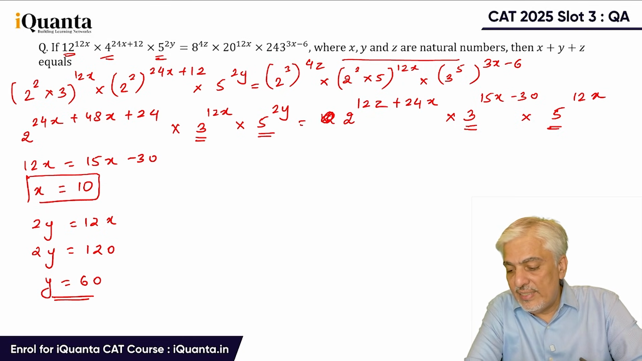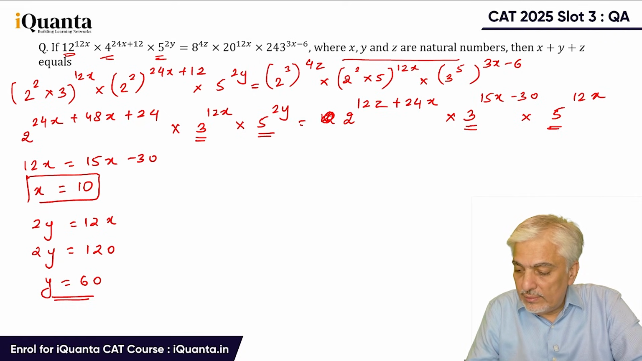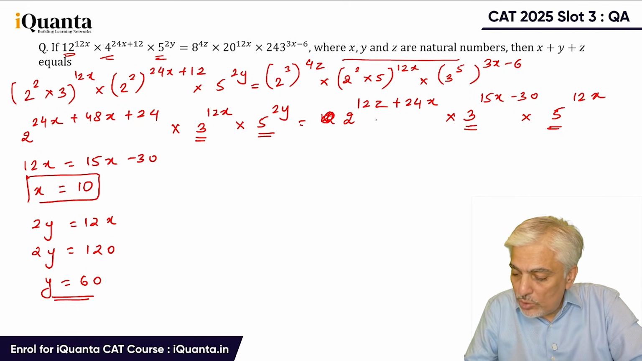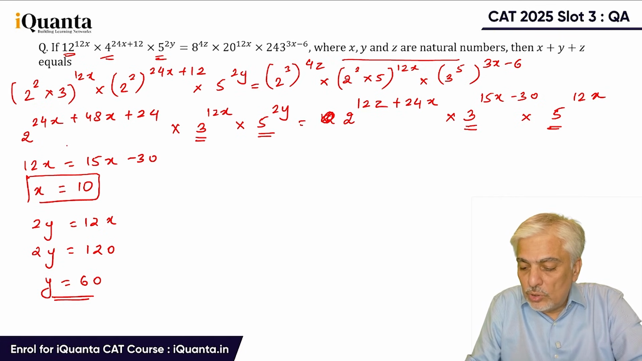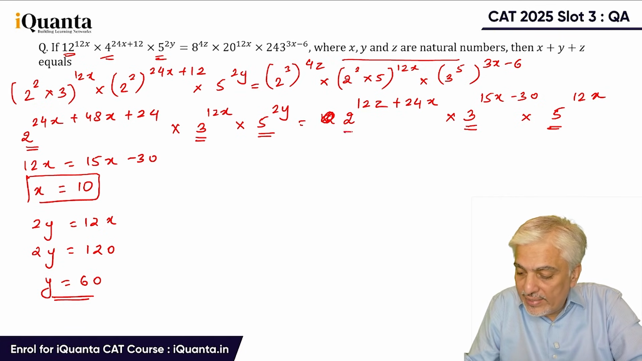Now I need z. Now, that we've compared with that. Now let's take z. Z was only present in 2. So I'll have to add this up very carefully. I'm taking this part and this part.